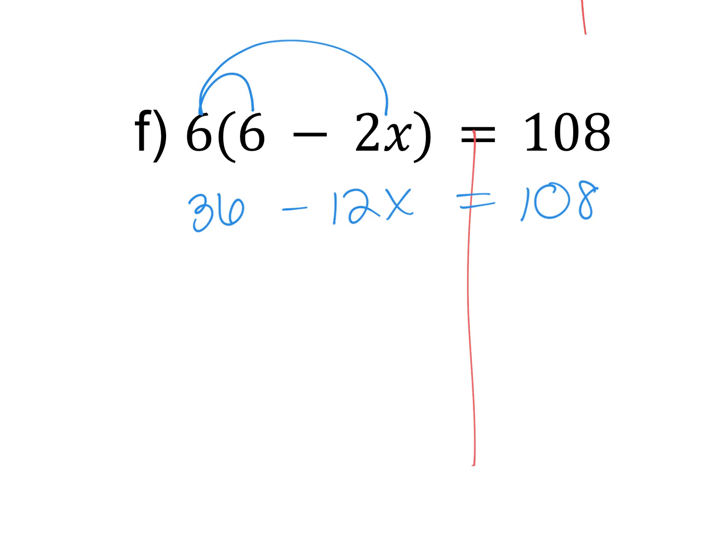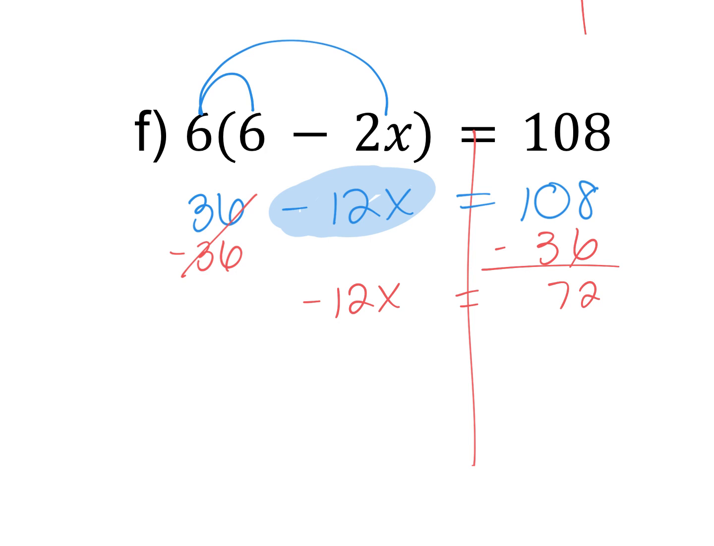All right, so now this one's just a two-step equation, right? There's no like terms on the left side. You can't combine 36 and negative 12. And there's only one term on the right side, so let's just solve it. So we're trying to isolate the negative 12x. So let's go ahead and get rid of that positive 36 by subtracting it. So we'll minus 36 from both sides. And I believe this is 72 equals negative 12x.